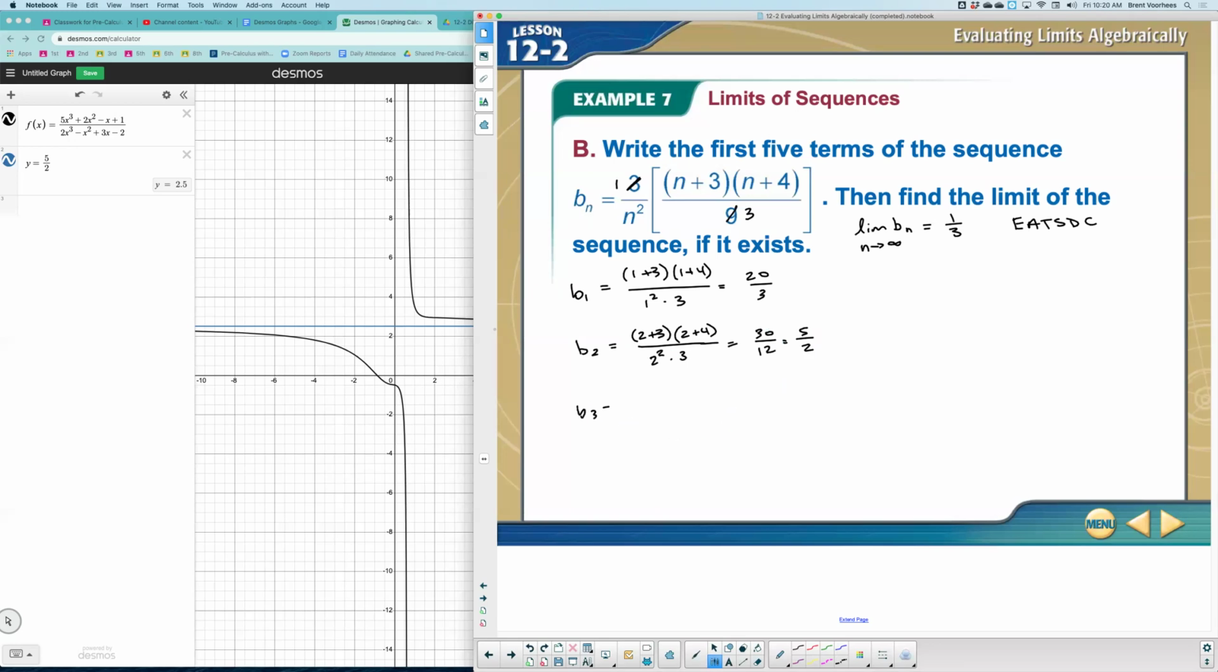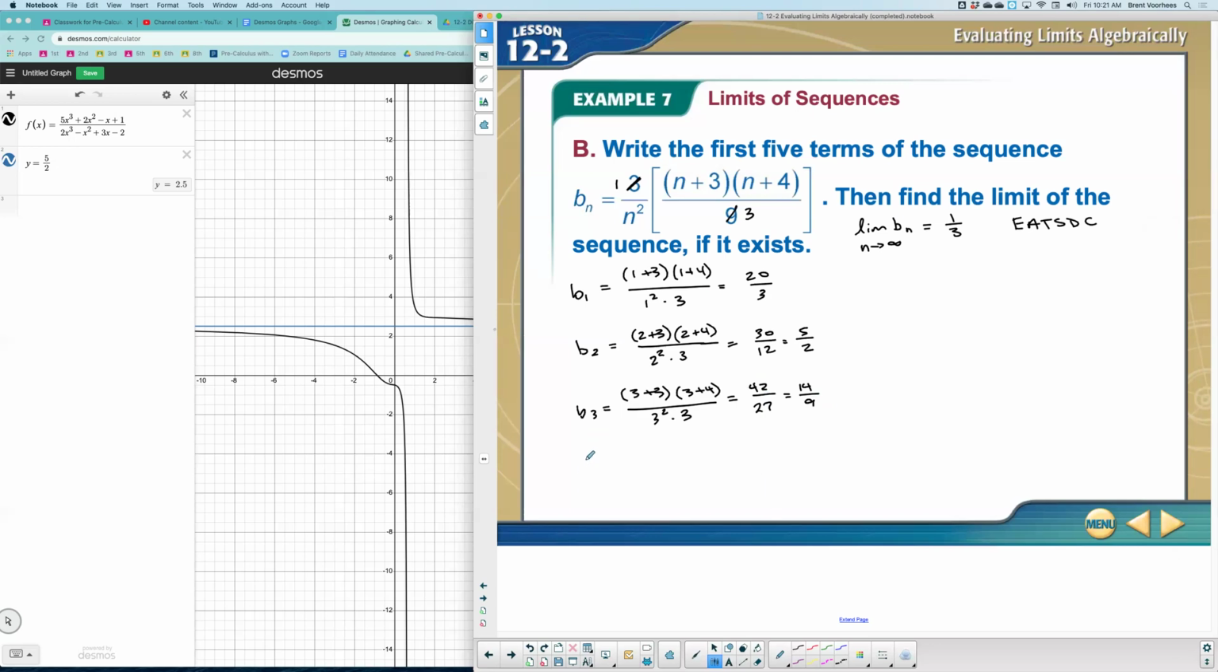The third term, we'd have 3 plus 3 times 3 plus 4. So 6 times 7 is going to equal 42, over 3 squared, which is 9, times 3 more, which is 27. 3 goes into both of these terms. 3 goes into 42 14 times, and 3 goes into 27 9 times. So it'd be 14 over 9.